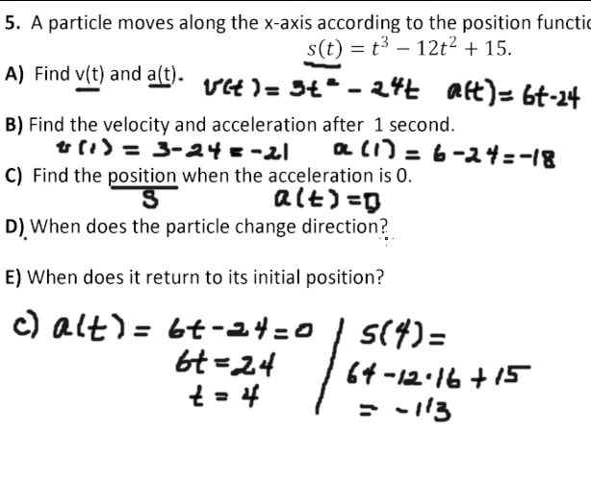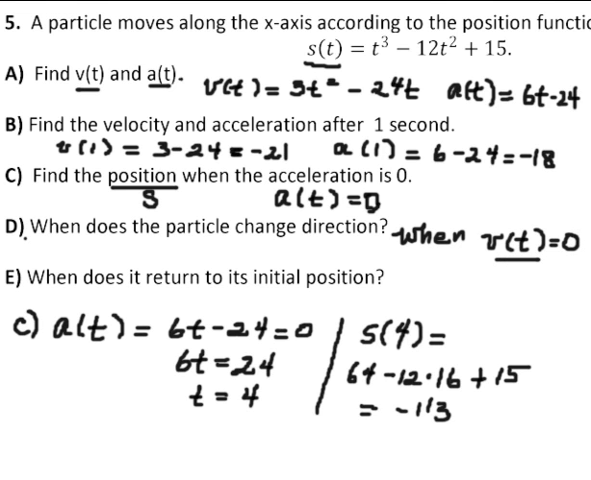Okay, in part D, we're asked, when does the particle change direction? Alright, so when the particle is going in one direction to the right, then the velocity is positive. And when the particle is going to the left, that's in the negative direction, then the velocity is negative. So the particle changes direction when the velocity is 0. That's when it changes from positive to negative, or negative to positive, when the velocity is 0. So let's write this: when v of t equals 0. So that's what we have to figure out. When is v of t equal to 0?